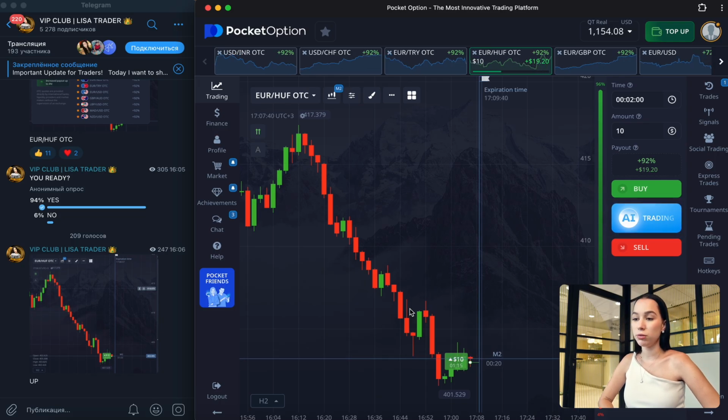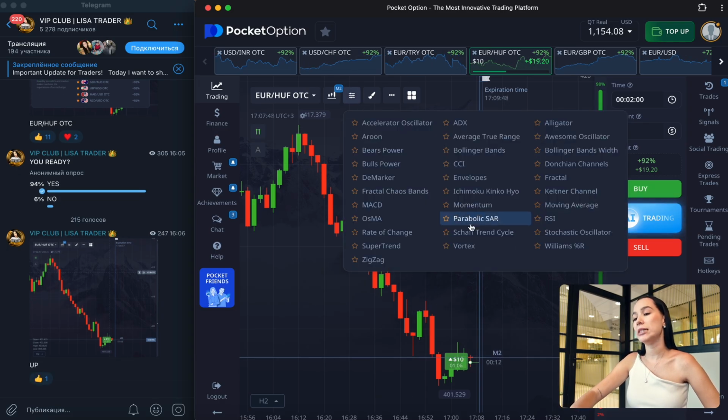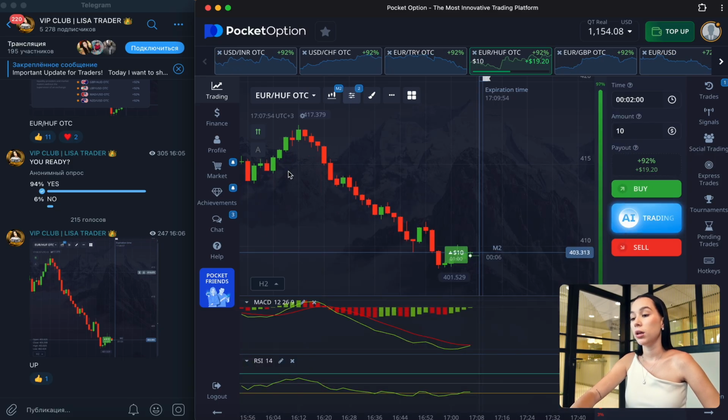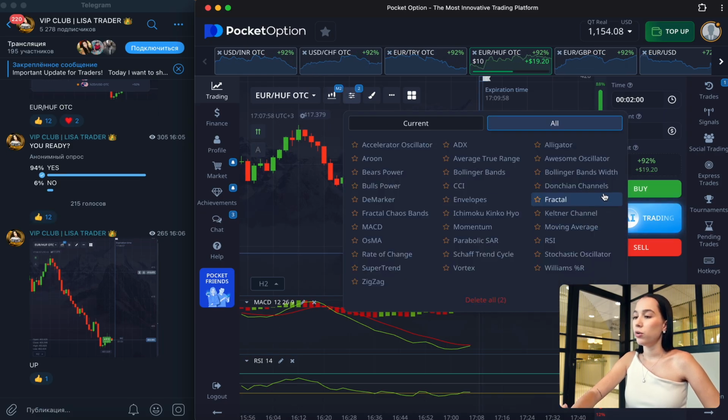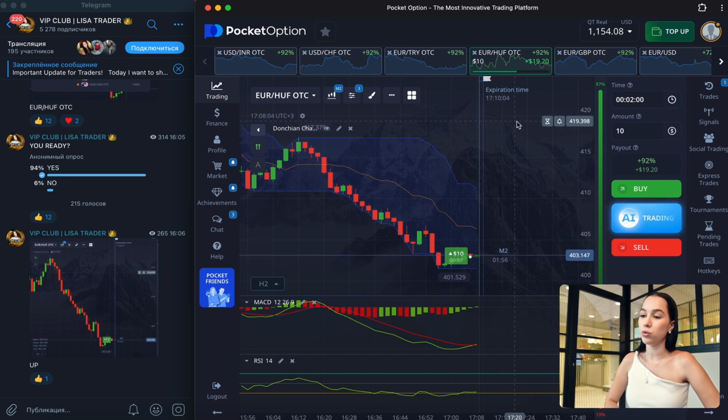So yeah, now as you can see, before this there was a pretty long downward trend. I don't even use any indicators here actually, because it's not that needed. It's pretty obvious here, but we can turn on the MACD indicator, for example, or RSI. And actually that's pretty enough for today. Or for example, Donchian channels as well, we can do, but it's pretty obvious here. It's not that difficult to analyze.